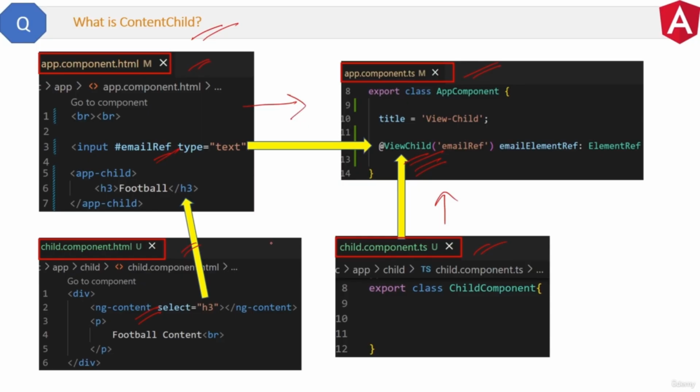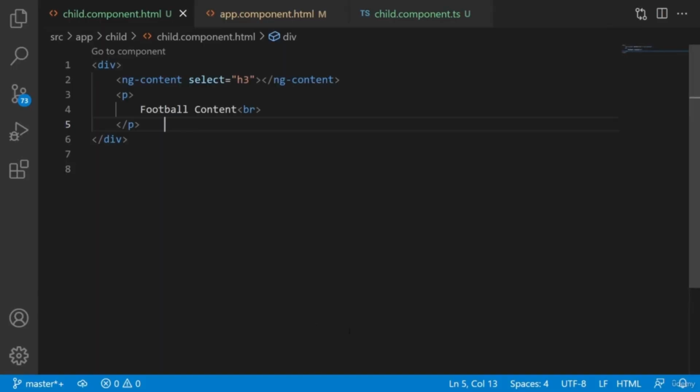Content child will be used to send variable or projected content from one component HTML to another component class file. Remember, it is a cross connection from HTML to class file. Previously we did HTML to HTML and class to class, but now it is projected content from one HTML to a component class file. This is the use case. Now we will implement the same in the code and see how we can implement content child.